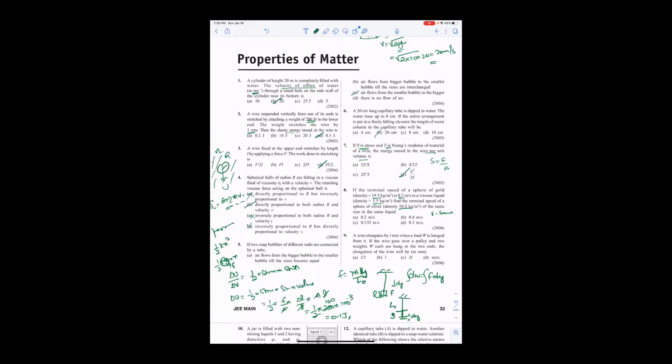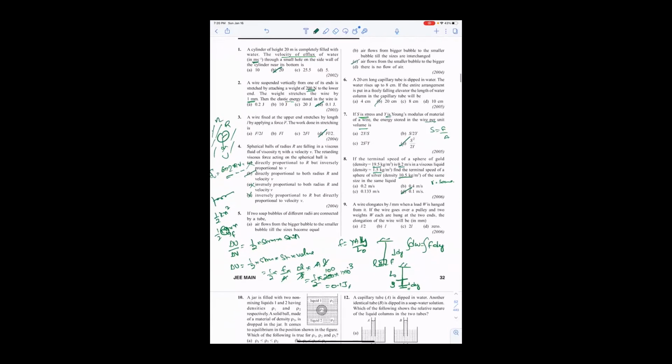Okay. So this is done. We got point 1. Ninth question. A wire elongates by L mm when a load W is hanged from it. The wire goes over a pulley and 2 weights W each are hung at 2 ends. The elongation of the wire. Give it a try. Good. Do it.